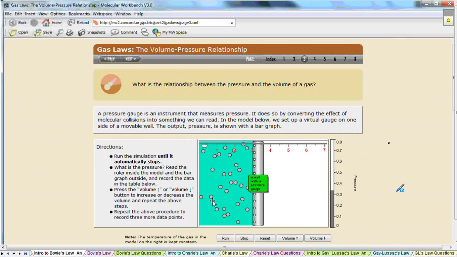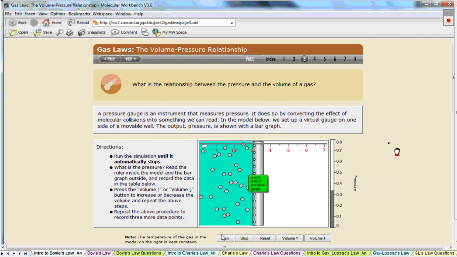This is our first of the gas law lessons. This lesson is on Boyle's gas law, the volume-pressure relationship. I'll show you what happens to gases as the volume of a gas is changed, and see what happens to the pressure of that gas.